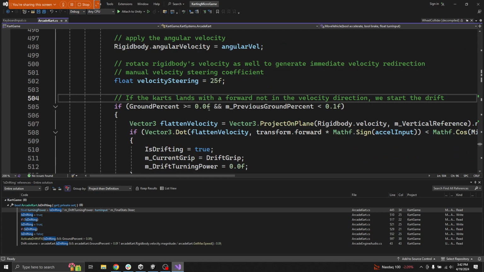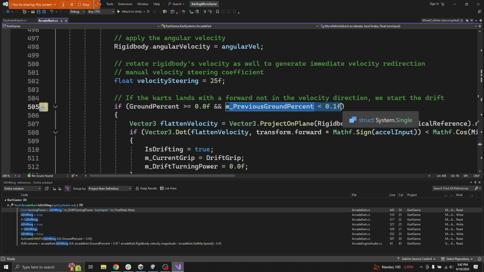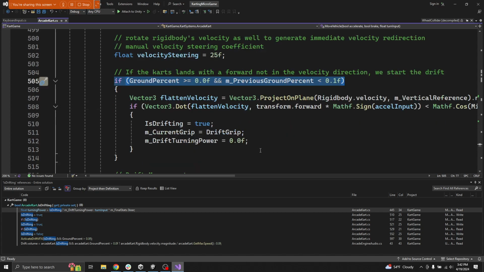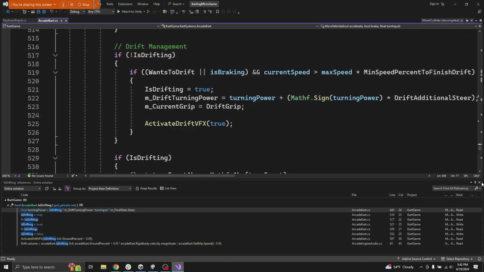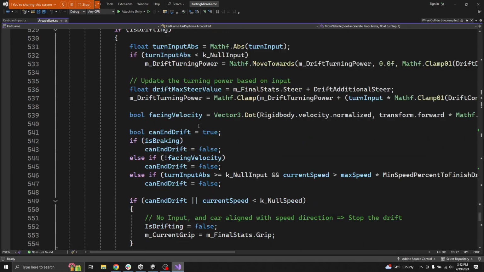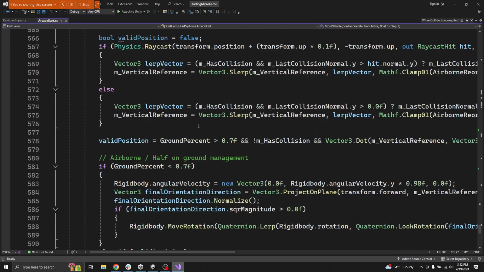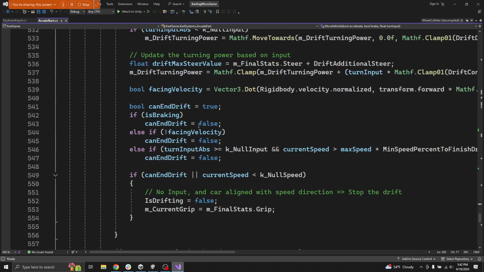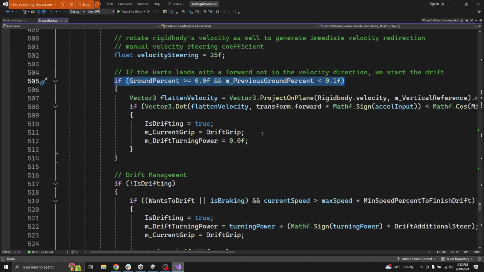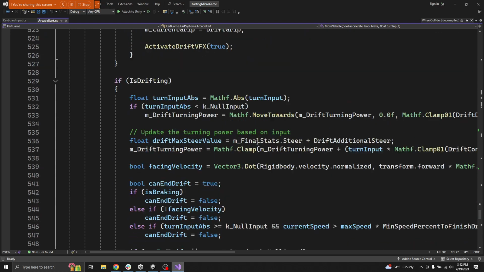Okay, so if we have some type of wheels on the ground and our previous wheels on the ground was super small, meaning we just landed, then we could start a drift. All right, I'm just checking how much is left here because I'm running out of time. Almost. I don't know if I'm going to get through all this. Drift management.